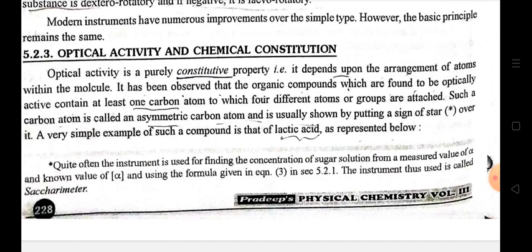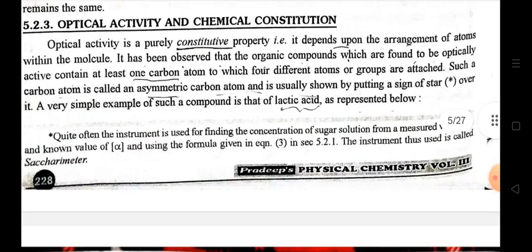Such a carbon atom is called an asymmetric carbon atom and is usually shown by putting a sign of star over it. A very simple example of such a compound is that of lactic acid as represented below. Quite often, the instrument is used for finding the concentration of the sugar solution from an instrument measured value of alpha and known value of alpha and the formula given in equation 3 in session 5.2.1. The instrument thus used is called saccharimeter.